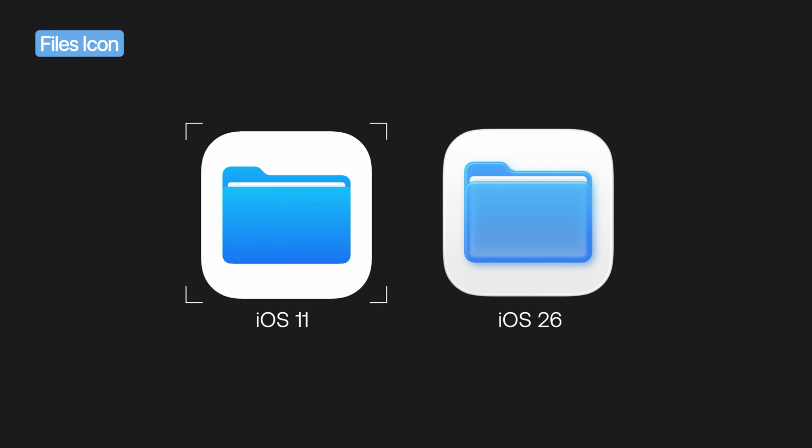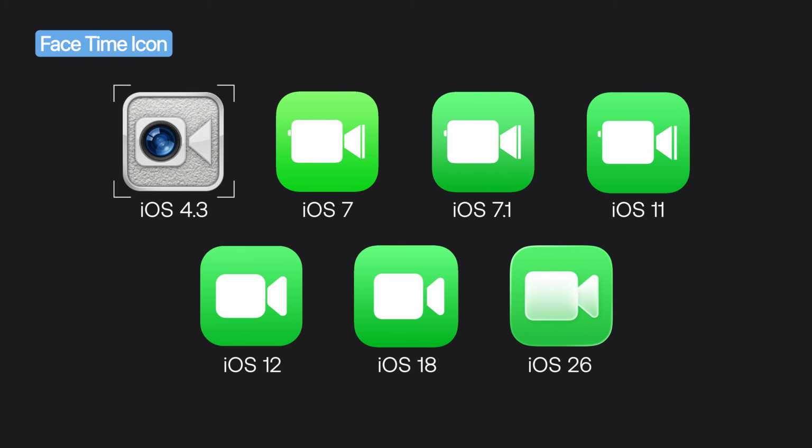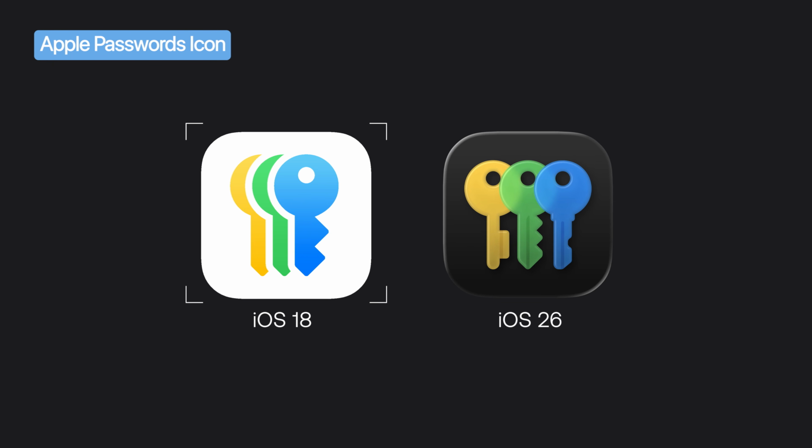The Files app arrived with iOS 11 and had a flat blue folder icon. Now, the folder is better outlined and brighter. The FaceTime icon borrowed the realistic design from the camera, but after iOS 7, everything became flat, with a green background and a stylized symbol that continues to this day. The Apple Passwords app was introduced with iOS 18, with a flat look of 3 colored keys. Now, the keys have a new design and you can see almost their entire shape.